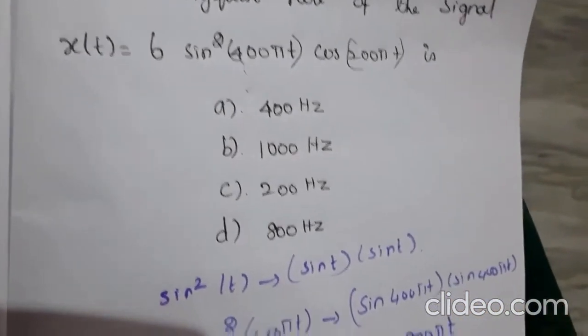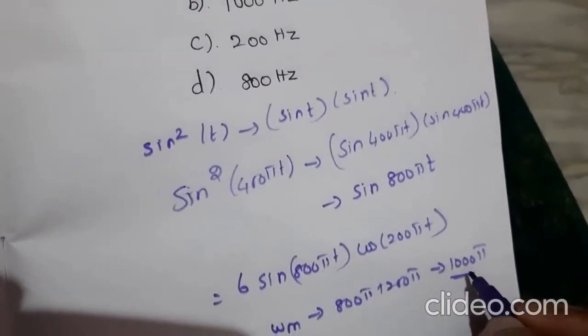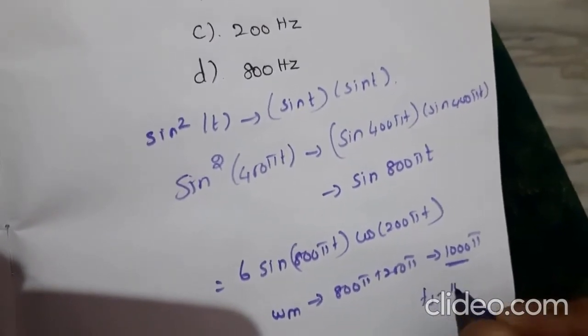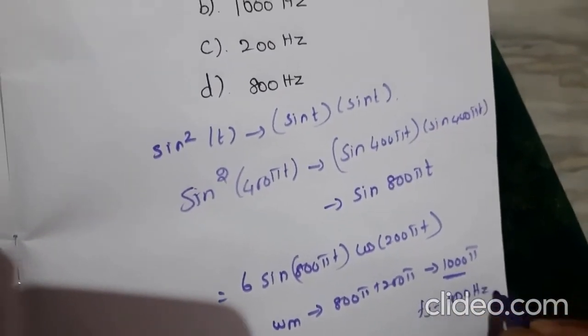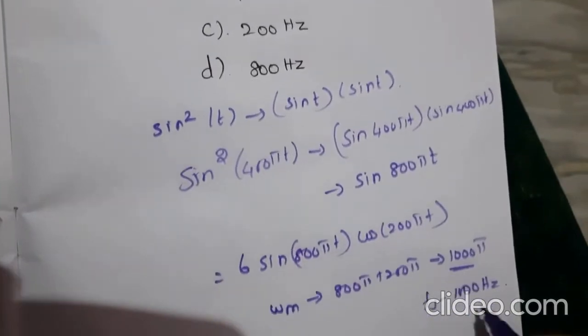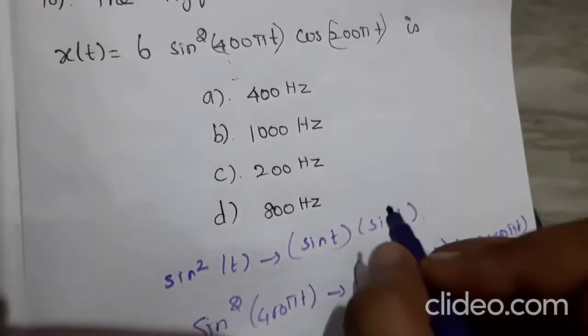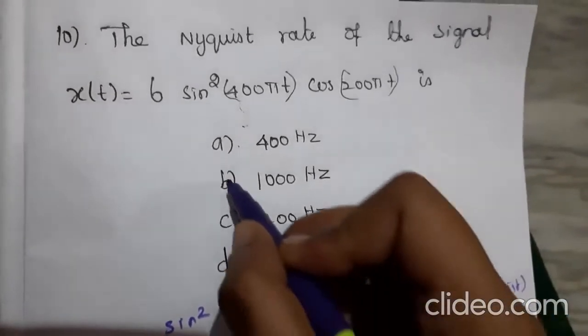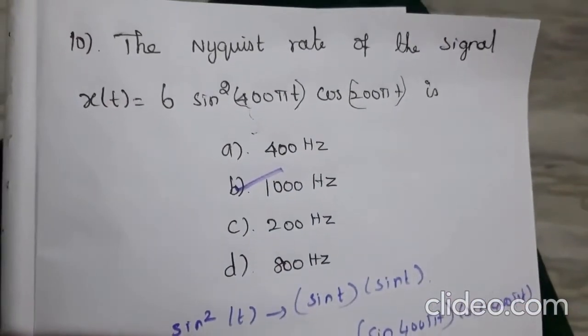So by seeing this, we have to find the Nyquist rate. By seeing this, we can choose Fs is equal to 1000 hertz, otherwise 1 kilohertz. So here 1000 hertz. So the answer is also in hertz. So here the answer is B, 1000 hertz.